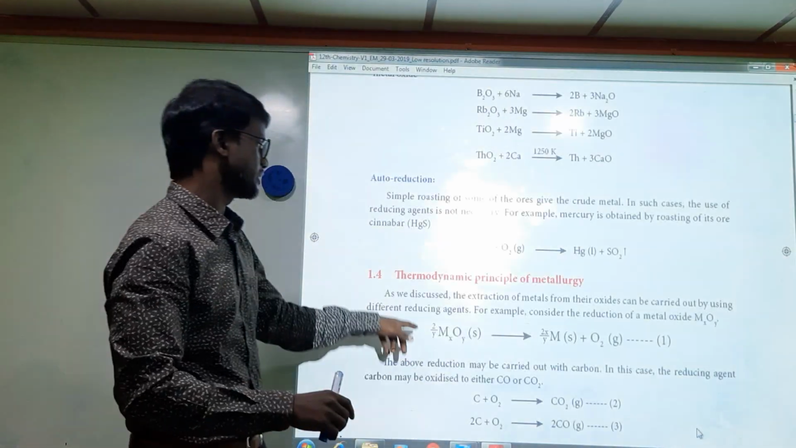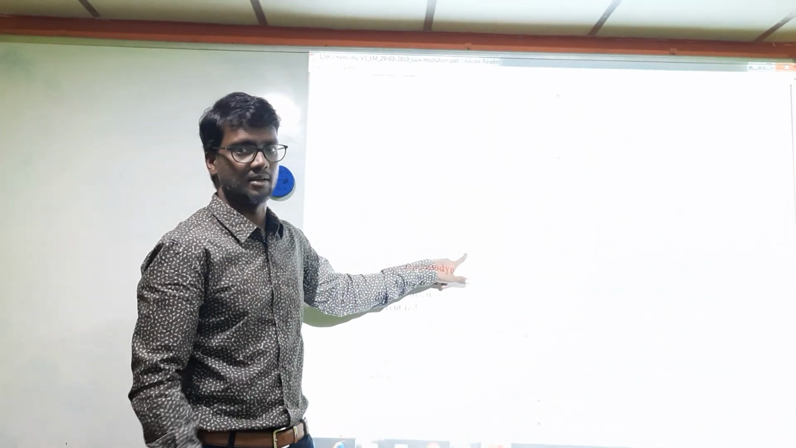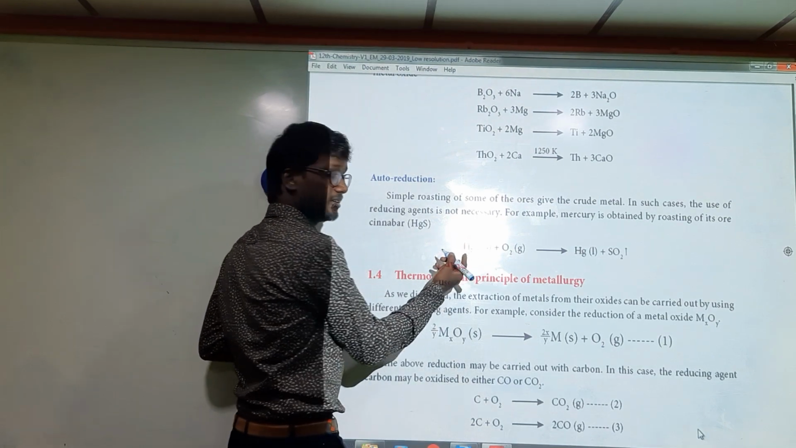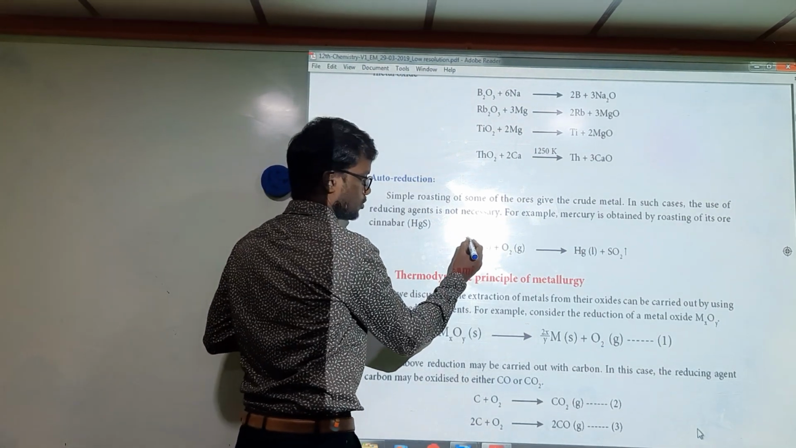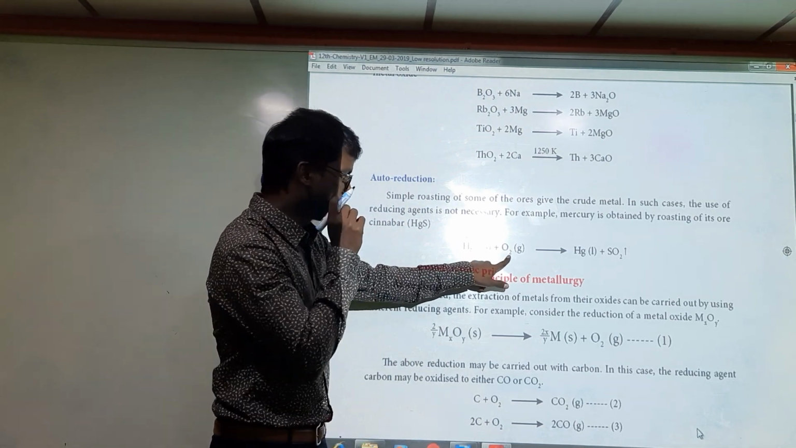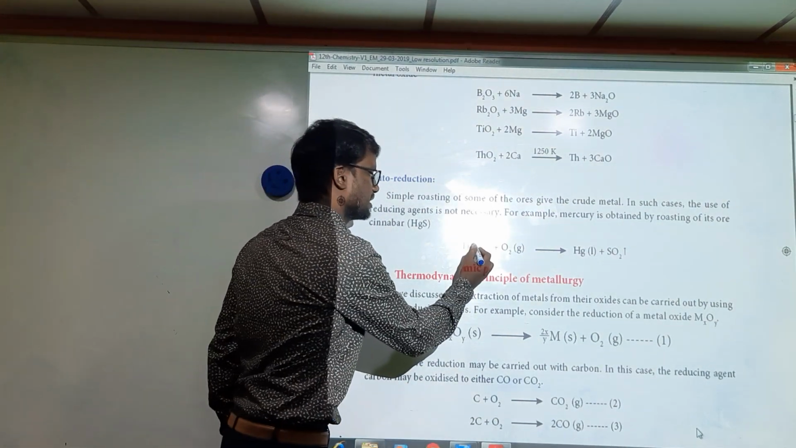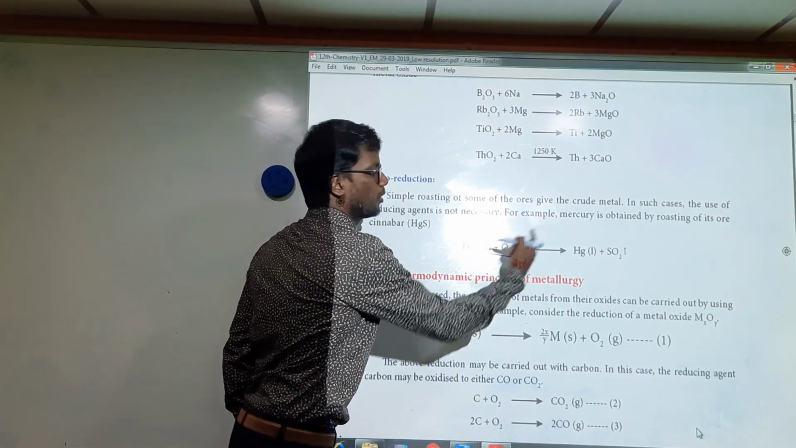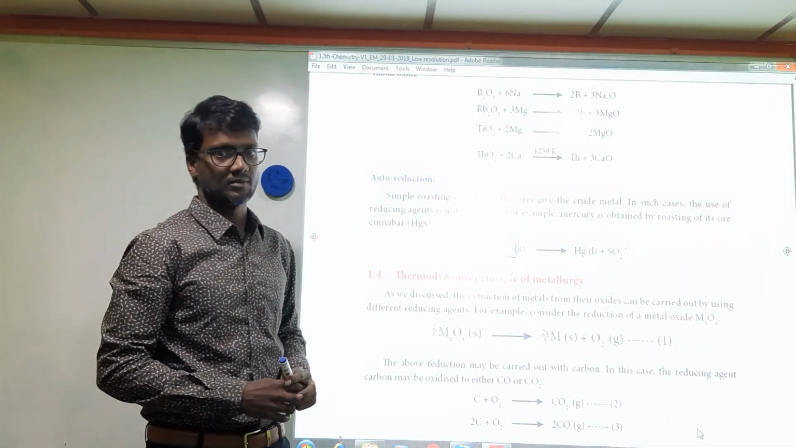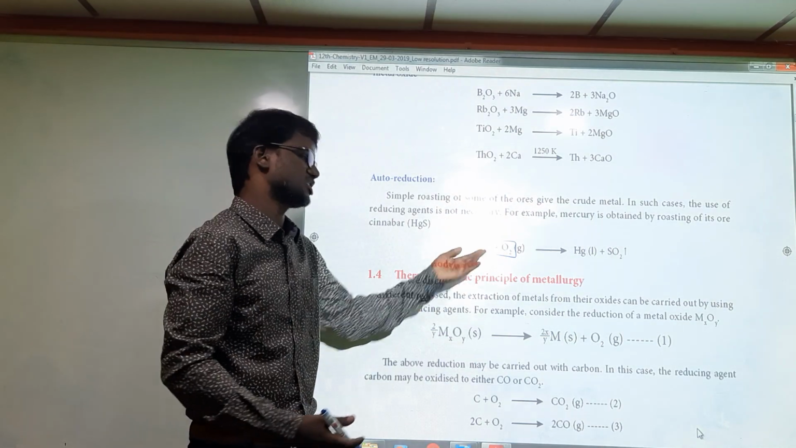One such example is mercury. The ore name is cinnabar, HgS, mercuric sulfide. The chemical name is mercuric sulfide. So plus 2, minus 2, HgS. When treated with oxygen, it is roasting actually. This is roasting, a heating process with oxygen. Sulfur combines with oxygen forming sulfur dioxide, and directly we will get mercury. You understand? So we get mercury directly. We don't need a reducing agent for such cases.